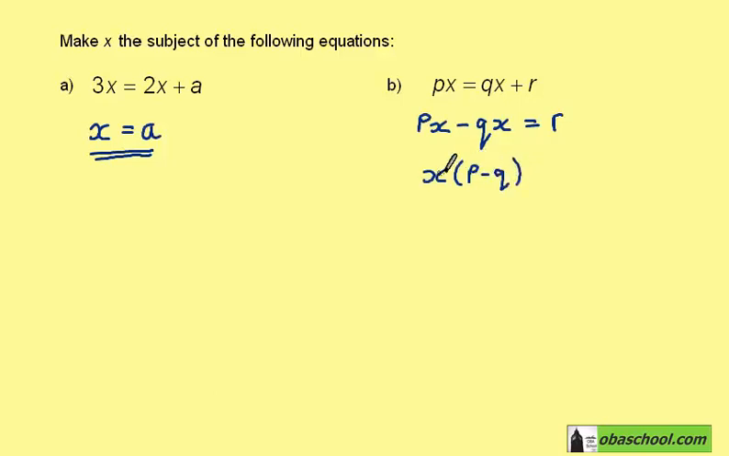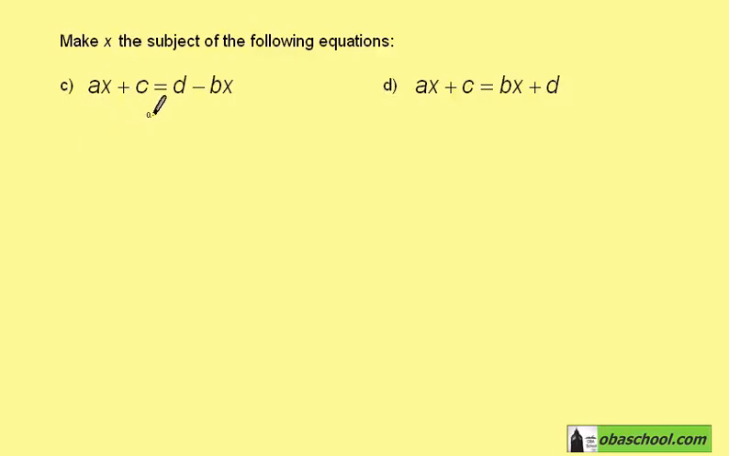x times p is px, x times minus q is minus qx. This is equal to r. Divide both sides by the bracket, and we get x is equal to r over p minus q. Note here, we don't actually need the brackets underneath. We could write this as r over p minus q without the bracket.